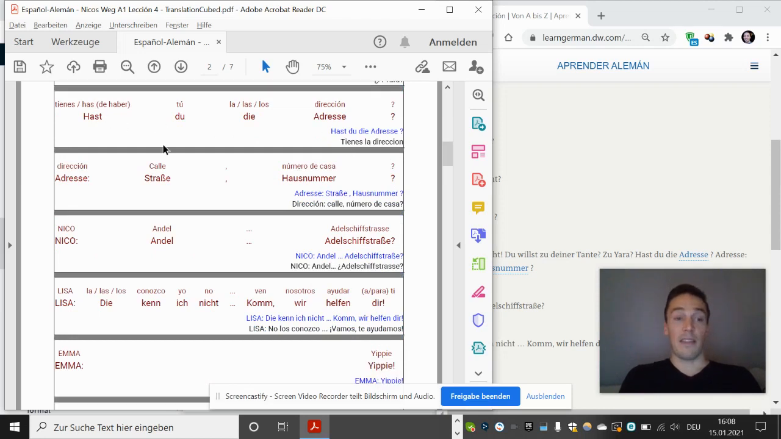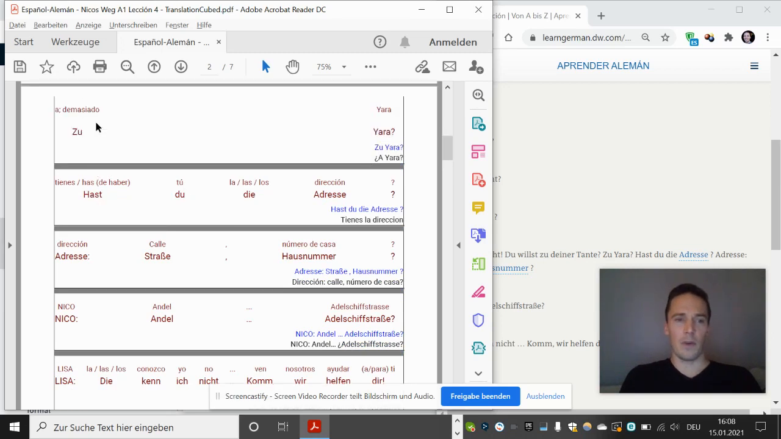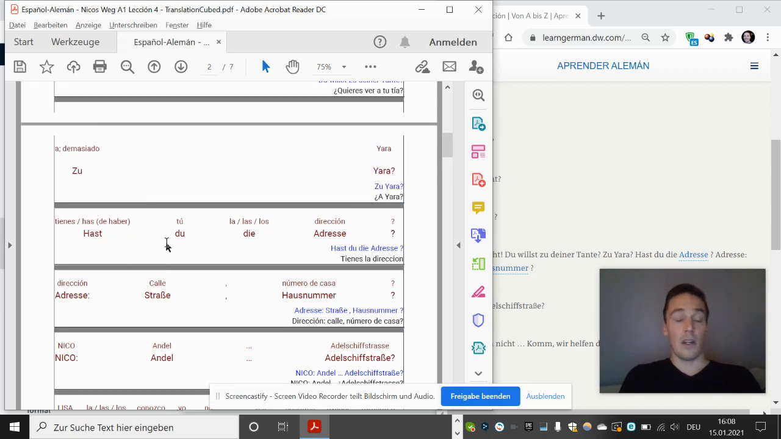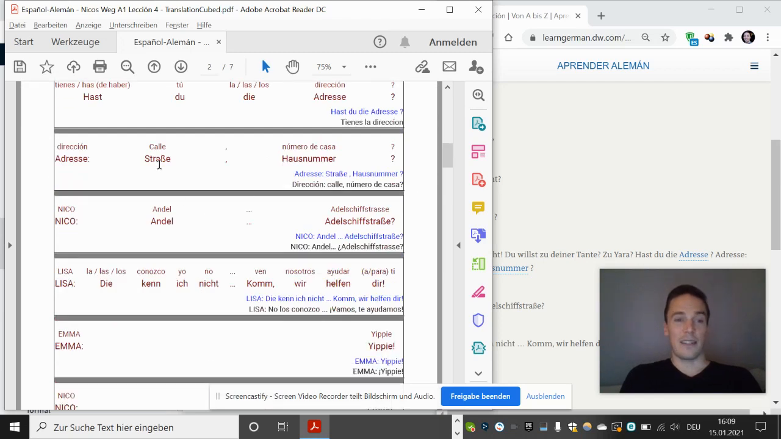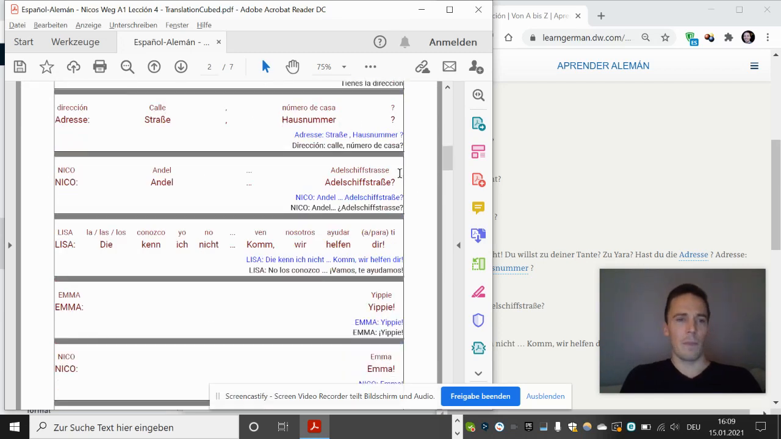Cuando estamos haciendo una pregunta en alemán, ven que el du no está al principio, sino está en la segunda posición. Hast du die Adresse? ¿Vale? Hast du die Adresse? Straße, calle, Hausnummer.